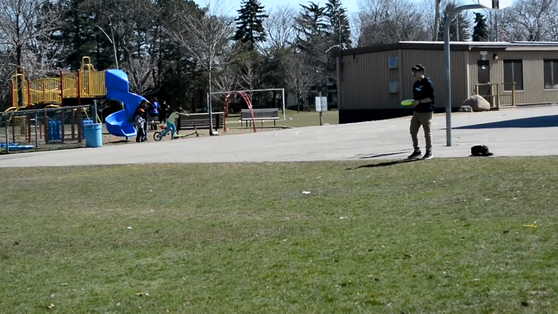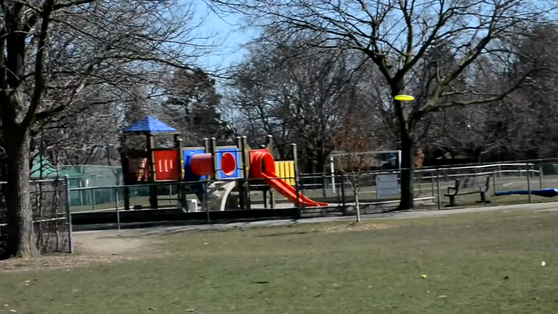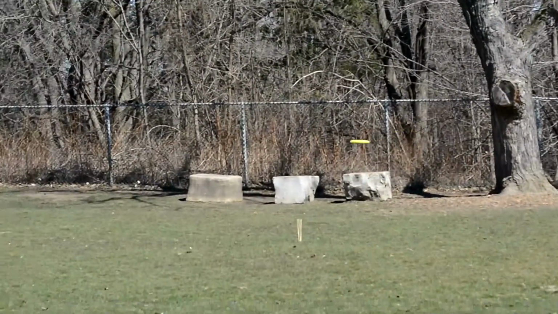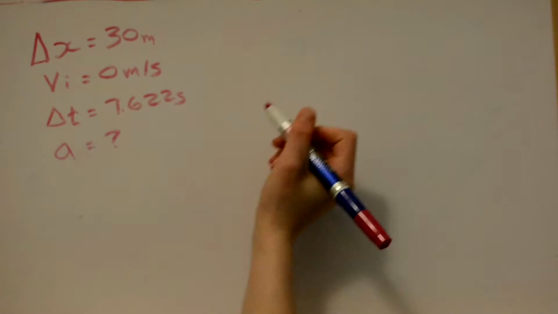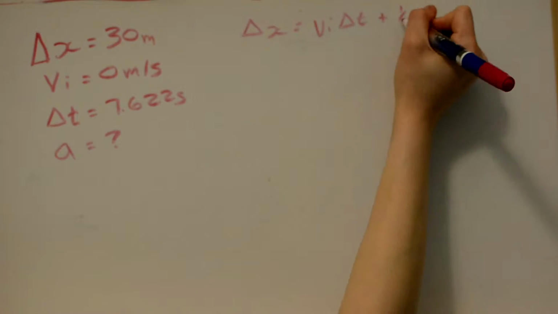By the time the frisbee reaches the distance of 30 meters, it has been 6.124 seconds. We know the average time Bill takes to run 30 meters, delta t. We know our delta x, and we know our vi. Using these 3 givens, we can find our acceleration.